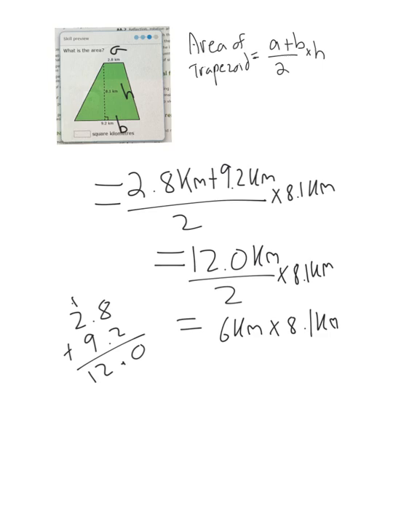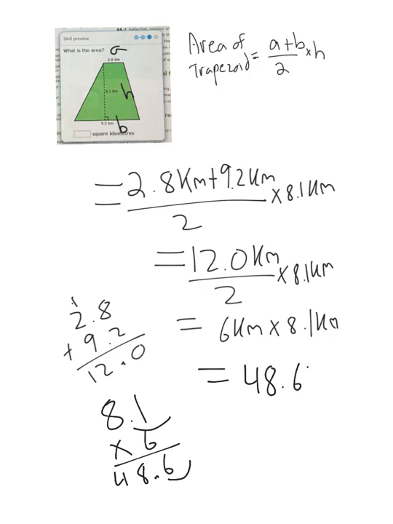Just move that up a little bit so I have some more space. I'll do the multiplication down here. 8.1 times 6. 6 times 1 is 6. 6 times 8 is 48. Keeping in mind, 8 times 6 is about 48, so it makes sense to put it there. There's also one number behind, so I move one number in. Equals 48.6 kilometers squared. That's our answer.